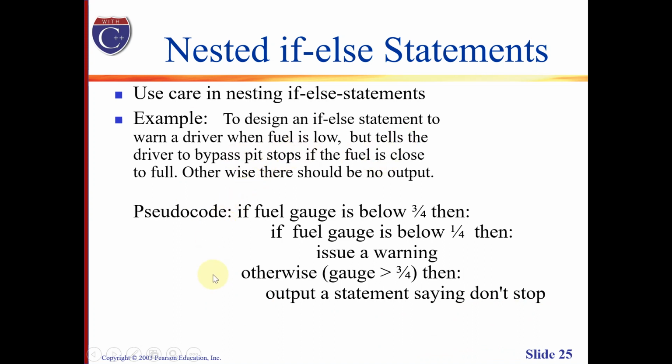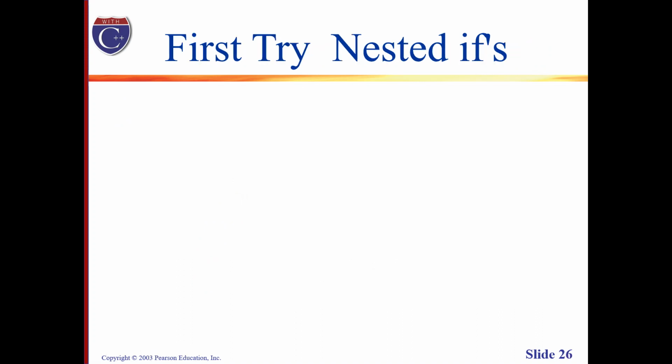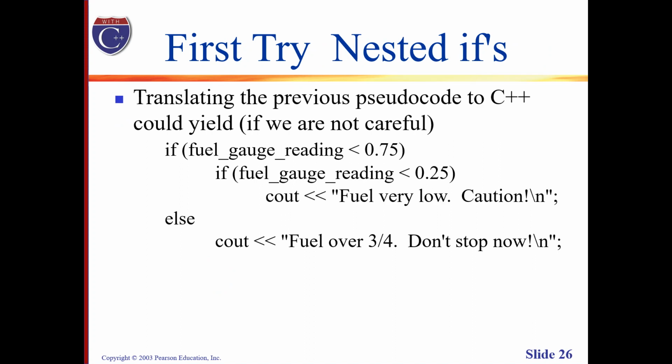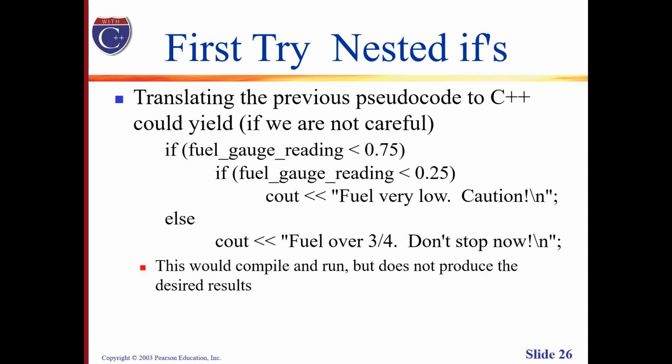Thus, if we convert this into actual C++ code, this is how it would look. As we can see here, the program looks fine. We correctly represented our pseudocode as an actual C++ program. But actually, if we run this program, we are not going to get the output that we expect. Why does it happen?